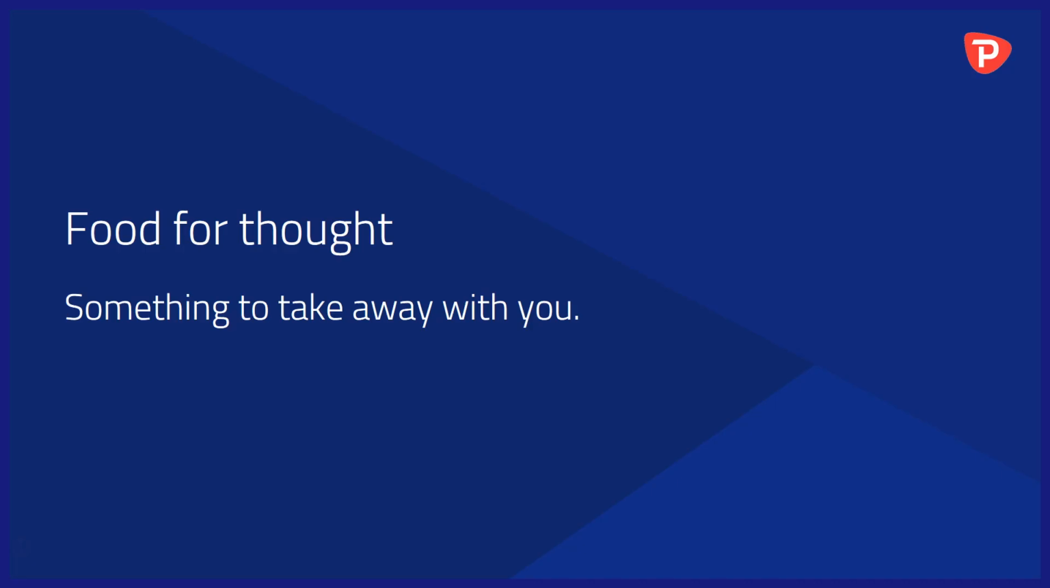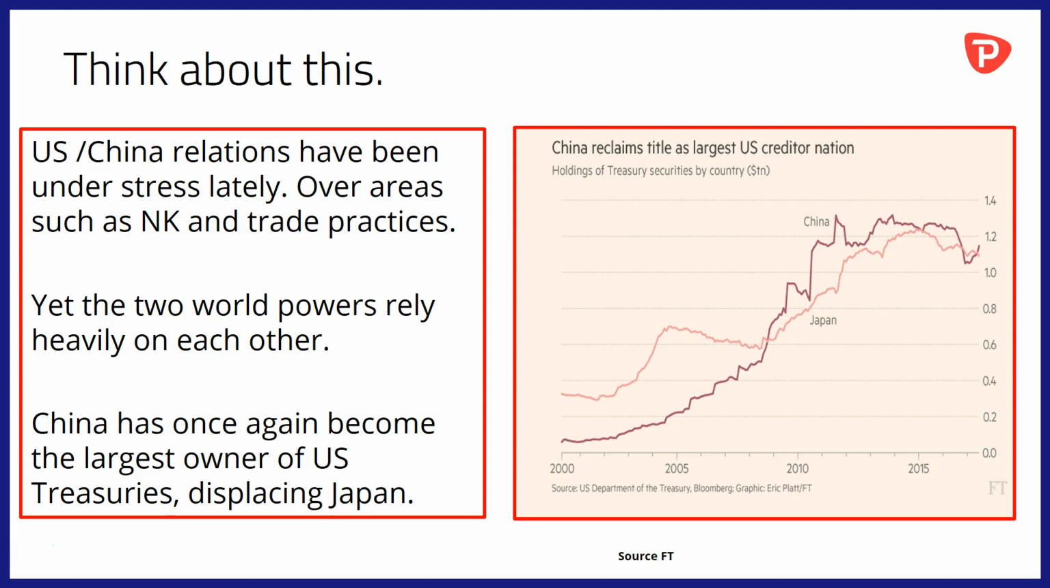Right, food for thought, something to take away with you into the trading day. Think about this, please. US and Chinese relations have been under stress lately over areas such as North Korea and Chinese trade practices, and yet the two world powers rely heavily on each other, and we can see this in the fact that China has once again become the largest owner of US Treasury bonds, displacing Japan, according to data released from the US Treasury. And you can see China in this dark red line crossing over and above the Japanese holdings.